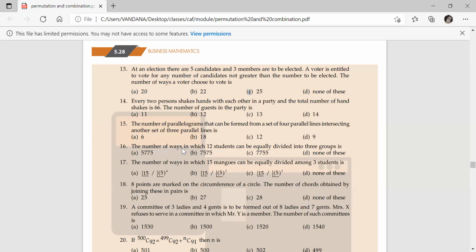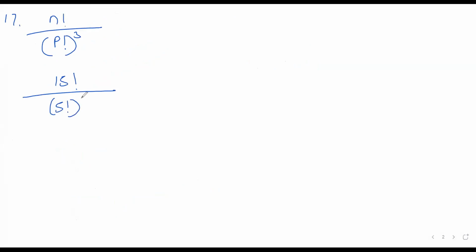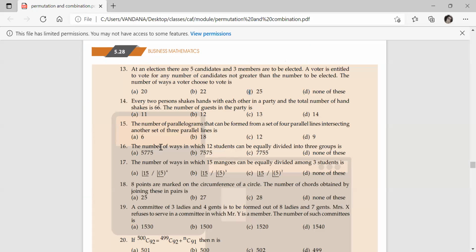Now 17th sum. The number of ways in which 15 mangoes can be equally divided among 3 students. Now this is not division in groups. This is division among people. Division among people equally such that each one gets p units is given like this. 15 mangoes can be divided 15 factorial, among 3 people, 3 students. So each one will get 5 mangoes. 5 factorial bracket cube. This is your answer. B is your answer.